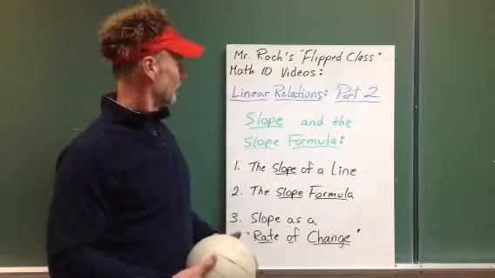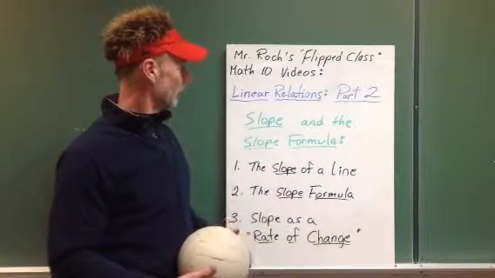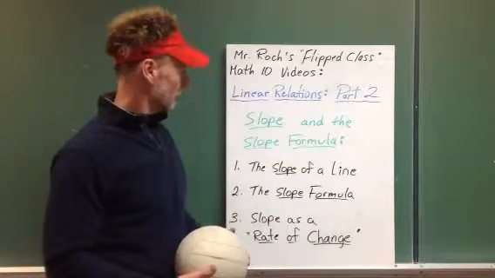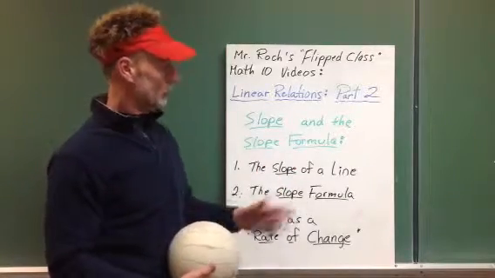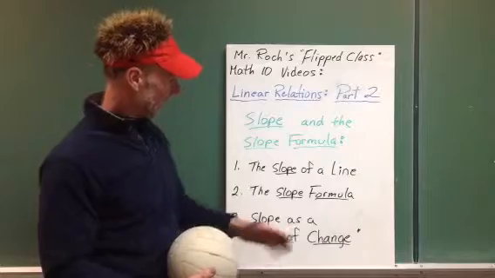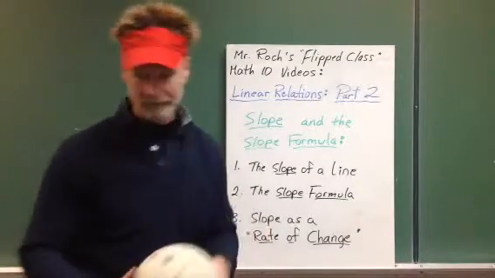This is in a series of linear relations. It's part 2, and today we'll be talking about the slope and the slope formula. More specifically, we'll be talking about what the slope of a line is, what the slope formula is, and finally slope is a rate of change. So I'm going to sit Wilson down over here and we'll get started.